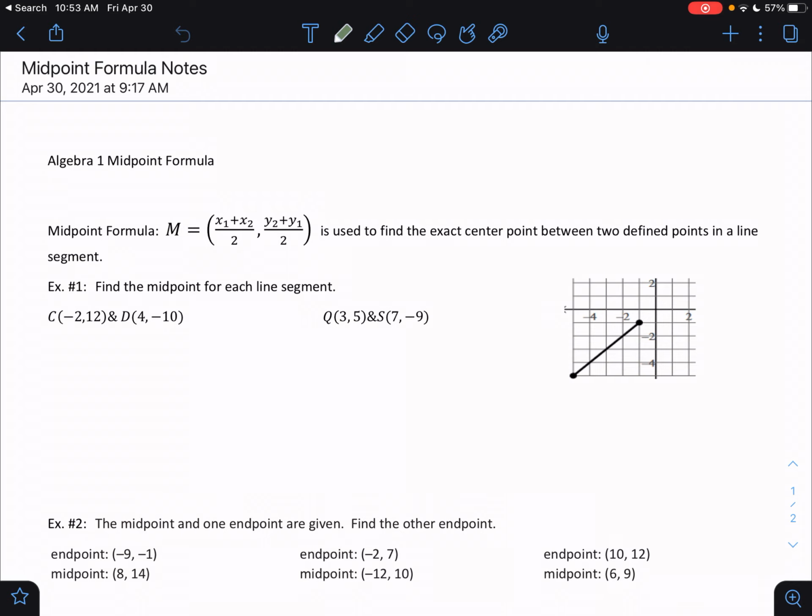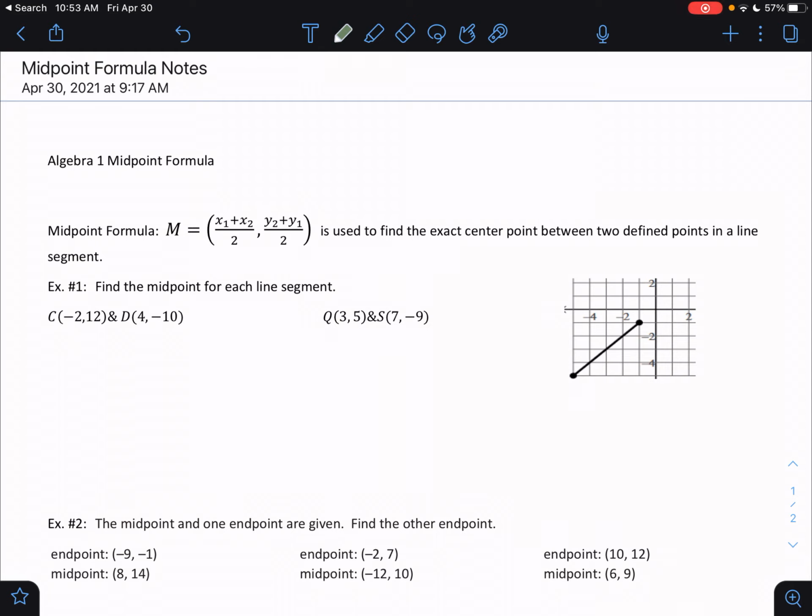The order of them, whether you do x1 plus x2 or x2 plus x1, doesn't matter because you can add things in any order. Really you're just adding the x's together, dividing by 2, adding the y's together, dividing by 2. Essentially we're averaging the x's and then averaging the y's. And that will give you your midpoint.